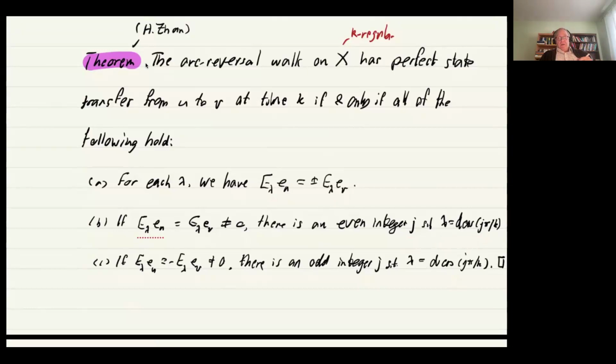Okay, notice that this is pretty much strong co-spectrality. Well, it is strong co-spectrality. Okay, and now there hasn't really been much done about strongly co-spectral states for discrete walks. But in this case, one consequence of this result is that if you get transfer from U to V, then U and V are strongly co-spectral.